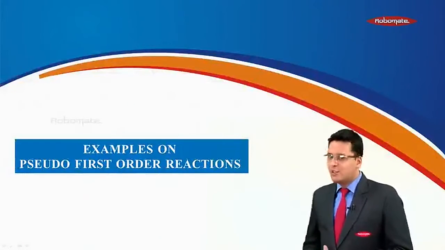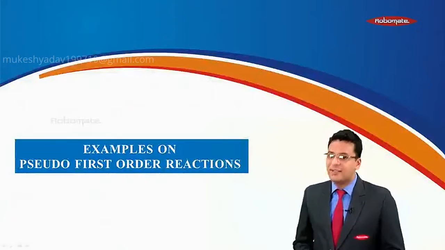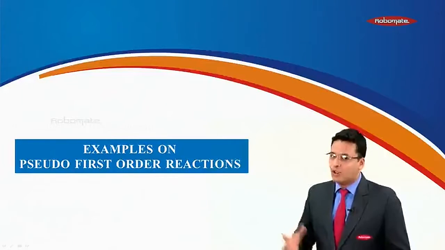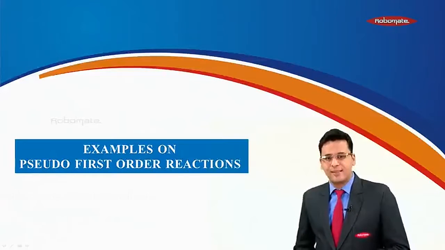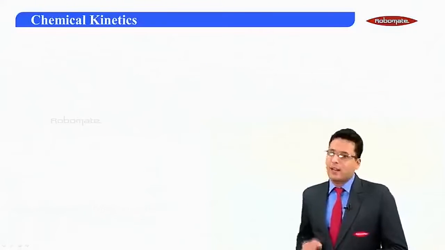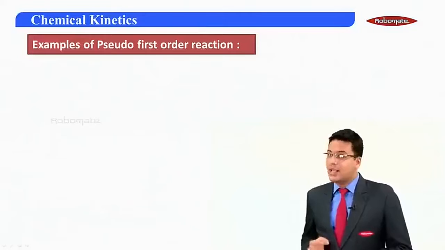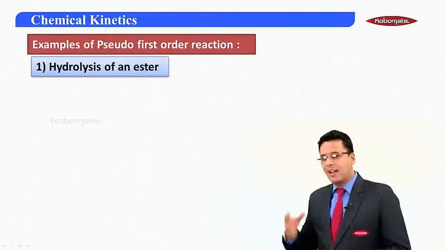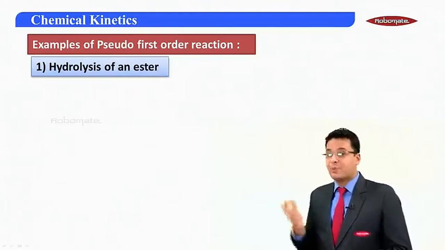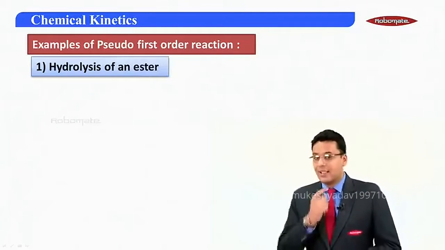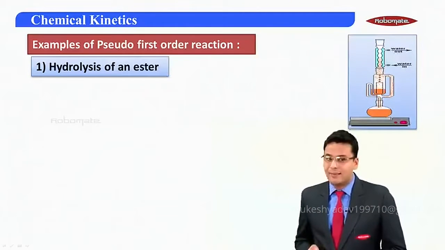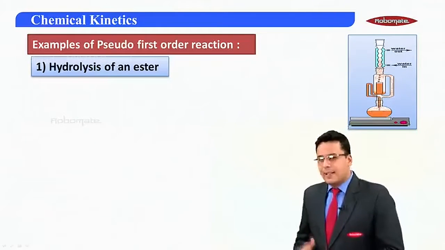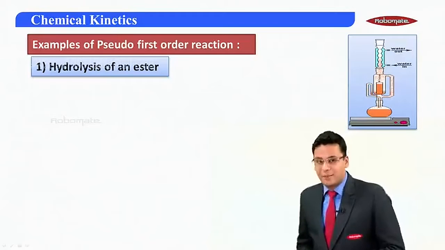We were studying pseudo first order reactions, and here in this module we will take some examples on pseudo first order reactions. So let's take our first example, and that is hydrolysis of an ester. If I have to conduct this experiment in the laboratory, this is how it is done. But that's not our concern. Let's first write down the equation.